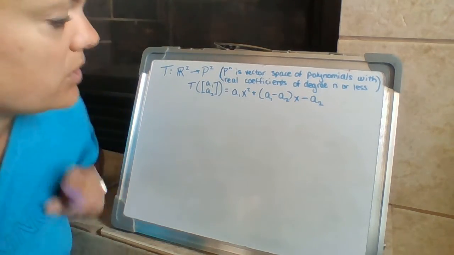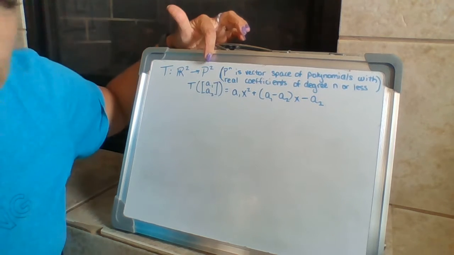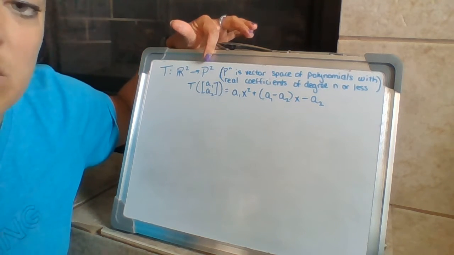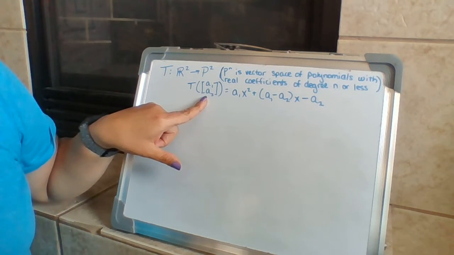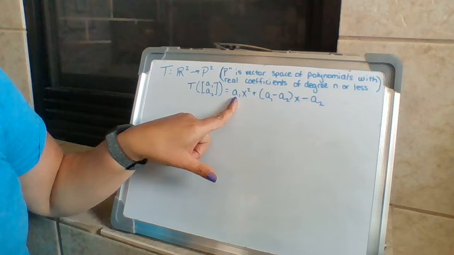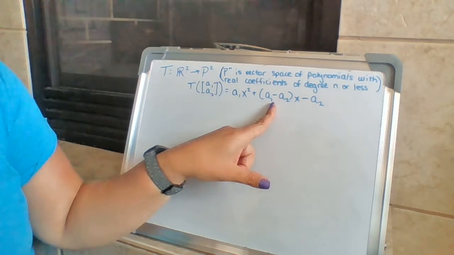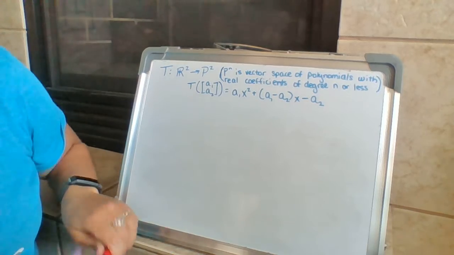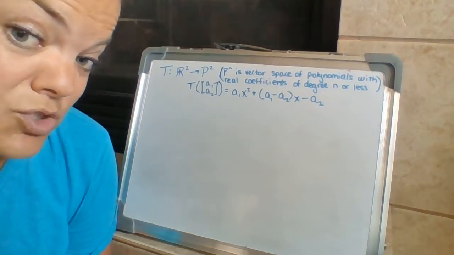So the next thing we're going to do is apply it to a specific transformation. The transformation we're going to do this to is from R2 to P2, where P2 is the vector space of polynomials of degree 2 or less. And our transformation looks like this: T(a1, a2) = a1x squared plus (a1 minus a2)x minus a2. For this transformation, we just have to prove those two properties.